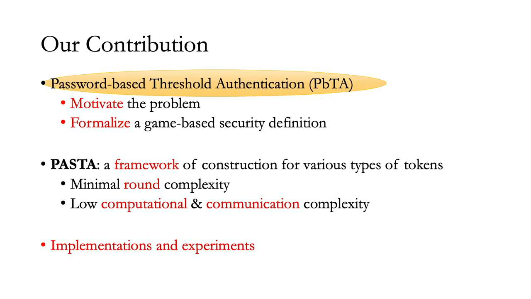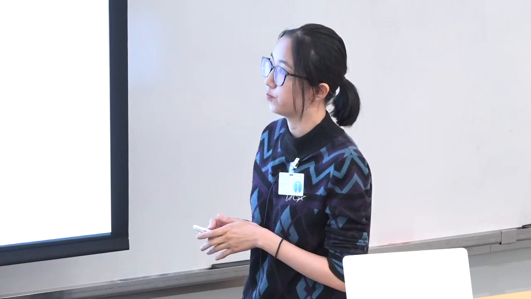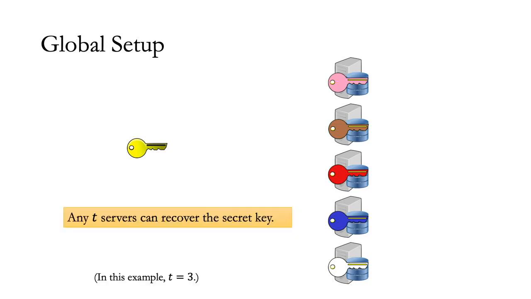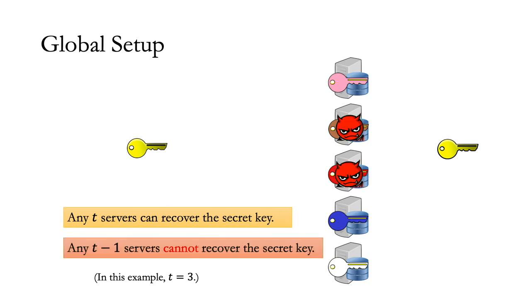I will not go into the details of the definition, but just to give you a high-level idea of how it is defined, how it works. And then I will tell you how PASTA works. Okay. So in the PBTA scheme, first there is a global setup phase where we have a bunch of servers and a secret key shared among them. That's the end of global setup. And we have the guarantee that any T servers can jointly recover the secret key. But on the other hand, if up to T-1 servers are corrupted and colluding, they cannot recover the secret key. It is very standard threshold cryptography.